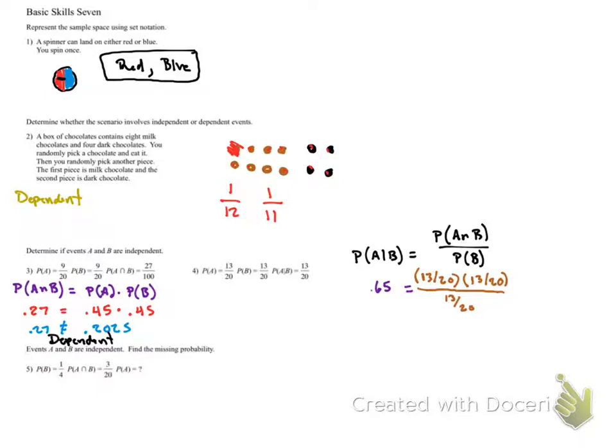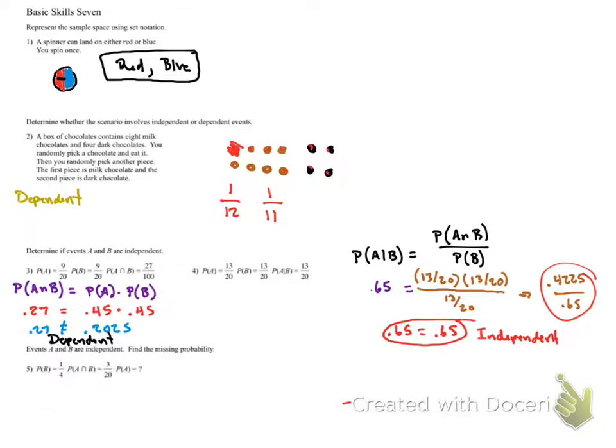Simplifying this out, 13 over 20 times 13 over 20 was 0.4225, divided by 13 over 20 by itself, which is 0.65. So now one last step, just simplifying this out. We had 0.65 is equal to, and I'm going to divide this out. 0.4225 divided by 0.65 gives me 0.65. So these two are independent, right? Because these equal one another. These are independent events.